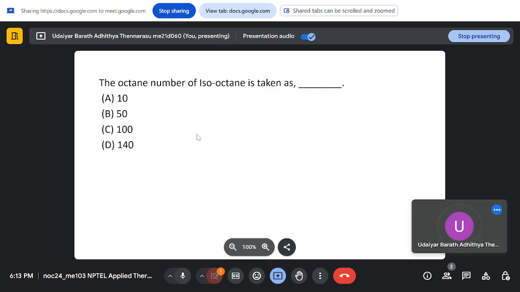So next is, the octane number of isooctane is taken as dash. So octane number is defined based on isooctane, and the value is fixed at 100. So answer is option C, 100. So this is the reference. Octane number as a reference came because of isooctane, that is marked as 100. So answer is option C, 100.